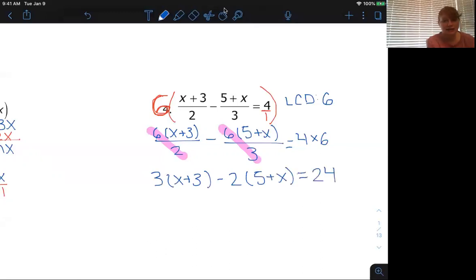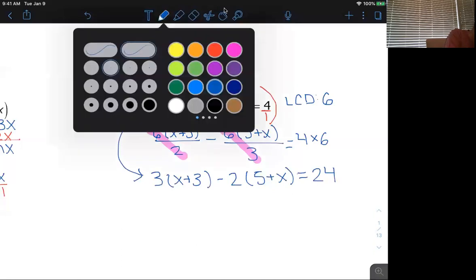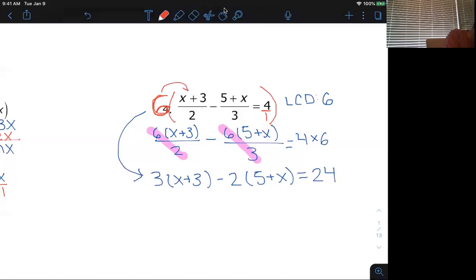A lot of times I see people jump straight to this line of work, and that is totally acceptable because a lot of you can look at this and say, oh, 6 over 2 is 3. Oh, 6 over 3 gives you that 2. So it's okay if you jump straight to that work, but the reason why it's like that is what I showed you above, because when you multiply by 6, you're multiplying that 6 to each term here. So each term, and that's why I'm using those parentheses there to multiply.